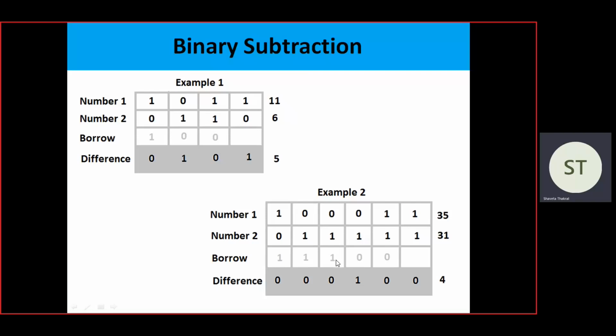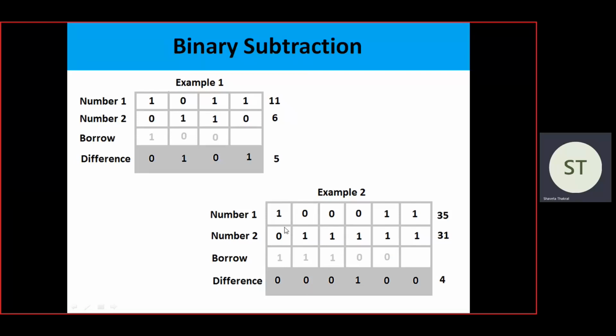So now 1 minus 1 will be 0. So that means the borrow needs to be subtracted from the difference of these two. The difference of these two is 1. So this 1 needs to be subtracted from that difference. So the final difference we are getting here is 0. So now we have 0 minus 1, that is 1 with borrow requirement 1, and 1 minus 1 is 0.